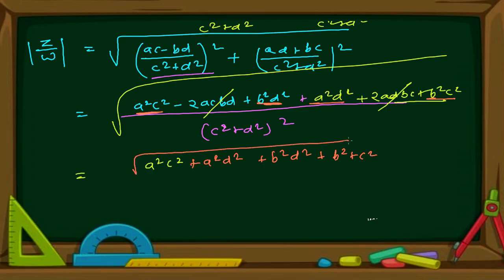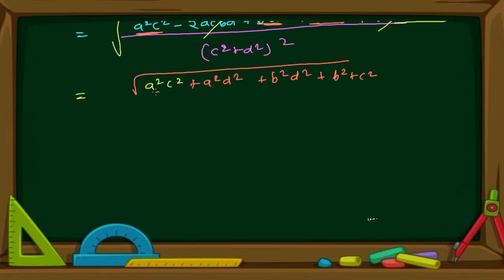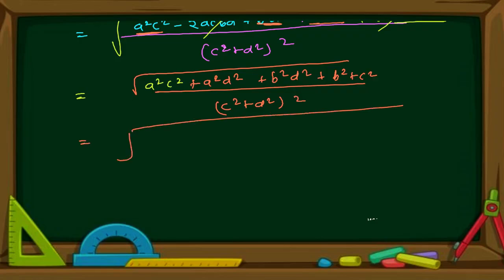Okay, so further, divide by c square plus d square. And now it is all inside the root. From here I can take the common a square, so I'll be left with c square plus d square, and again here I'll be left with b, and I can take the common b square from both sides, so I'll get d square plus c square.